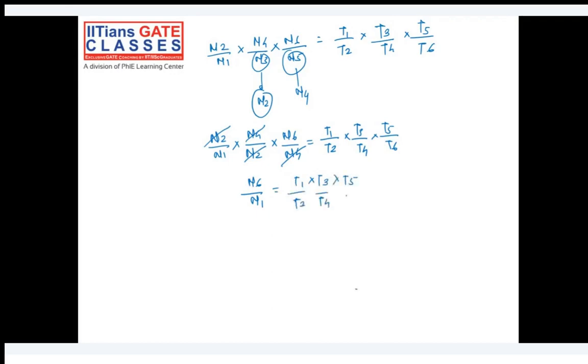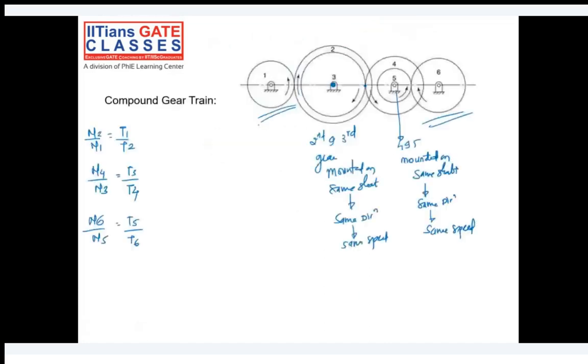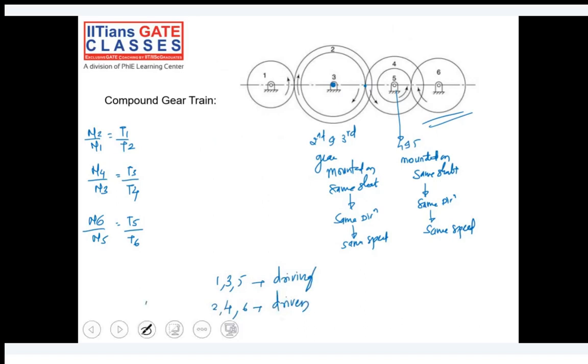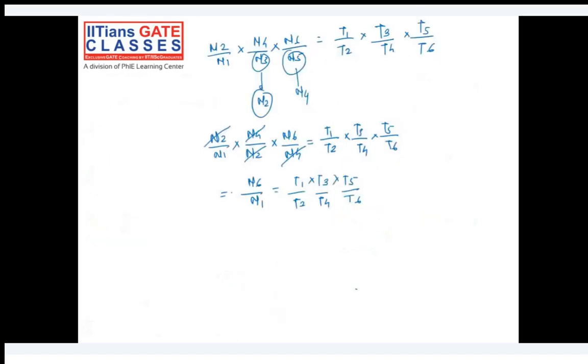Okay, product of number of teeth on driving gear. So here you can clearly see the first gear is a driving gear. Gear numbers 1, 3 and 5 are driving gears. Gear numbers 2, 4 and 6 are driven gears. So N6 by N1 is the train value. Train value is equal to N6 by N1. Speed ratio, sorry, not gear ratio, speed ratio is equal to N1 by N6.